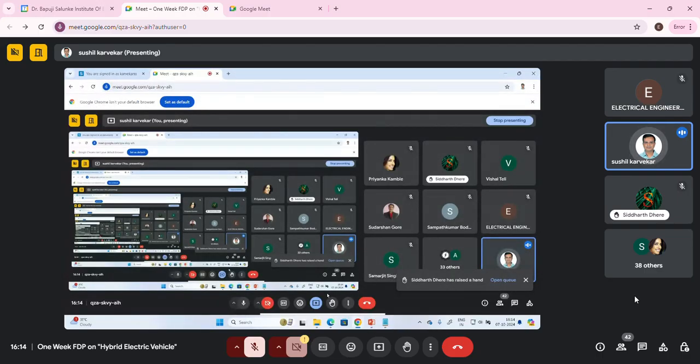I guess Siddharth Dhere has raised his hand. I guess he might have some doubts. So yes, Siddharth, if you are having any doubts, you can ask me. Others also, I hope you have understood. You can type in the chat box whether you are following whatever is being taught or not. Is it clear? The next point which I had covered just now. Is it understood, everyone?